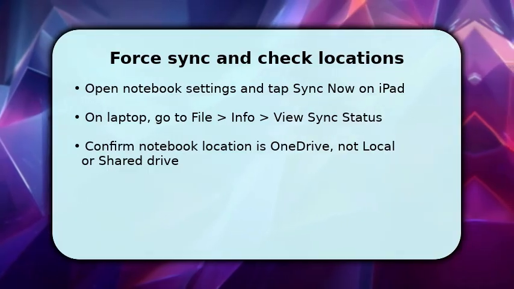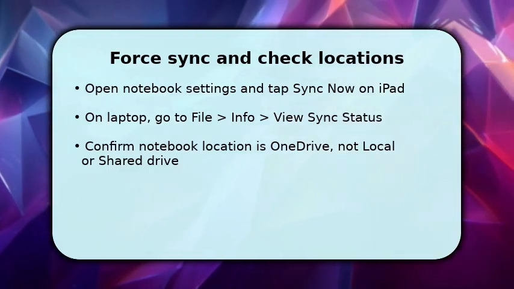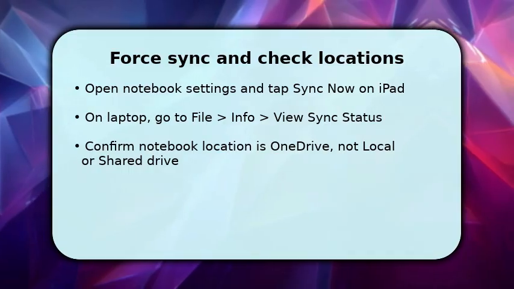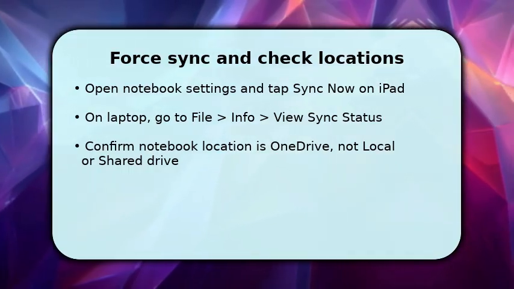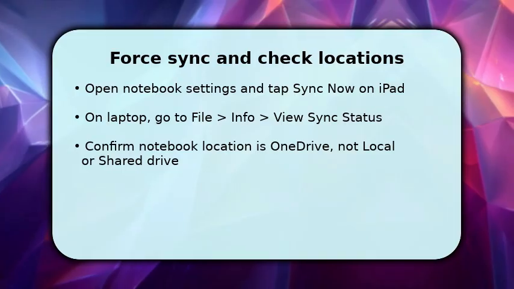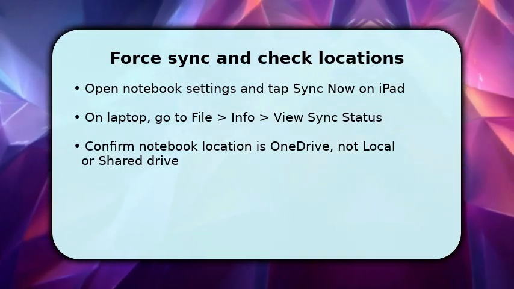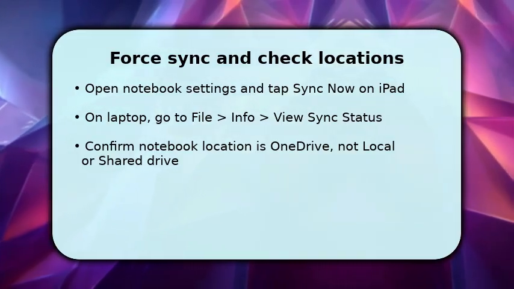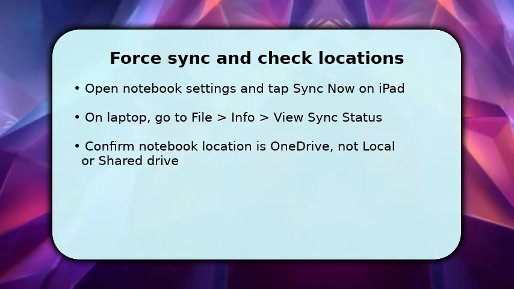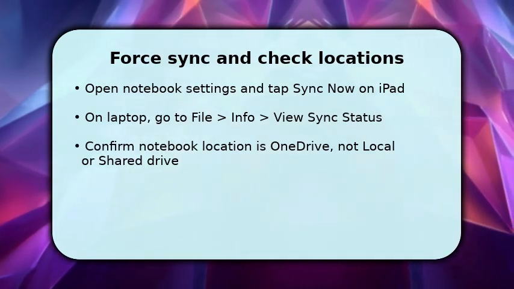Meanwhile, on the laptop, open OneNote and navigate to File, then Info to view sync status so you can watch for errors. Make sure each notebook shows OneDrive as its location because local notebooks won't appear on the other device. If you see pending or stalled items, wait until the upload completes before proceeding.